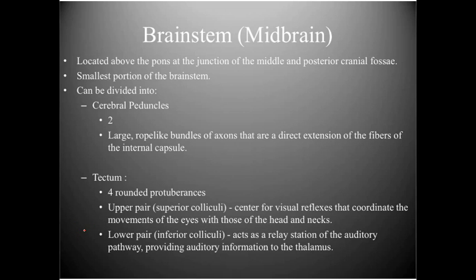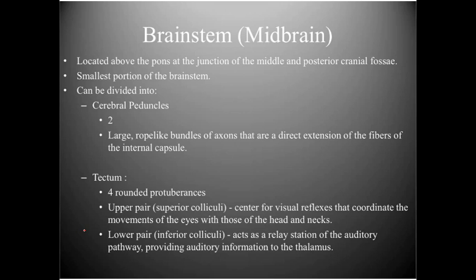Located above the pons at the junction of the middle and posterior cranial fossa, the smallest portion of the brainstem is the midbrain. It can be divided into cerebral peduncles. There's two of those, which are large rope-like bundles of axons that are a direct extension of the fibers of the internal capsule. The tectum, there's 4 rounded protuberances.